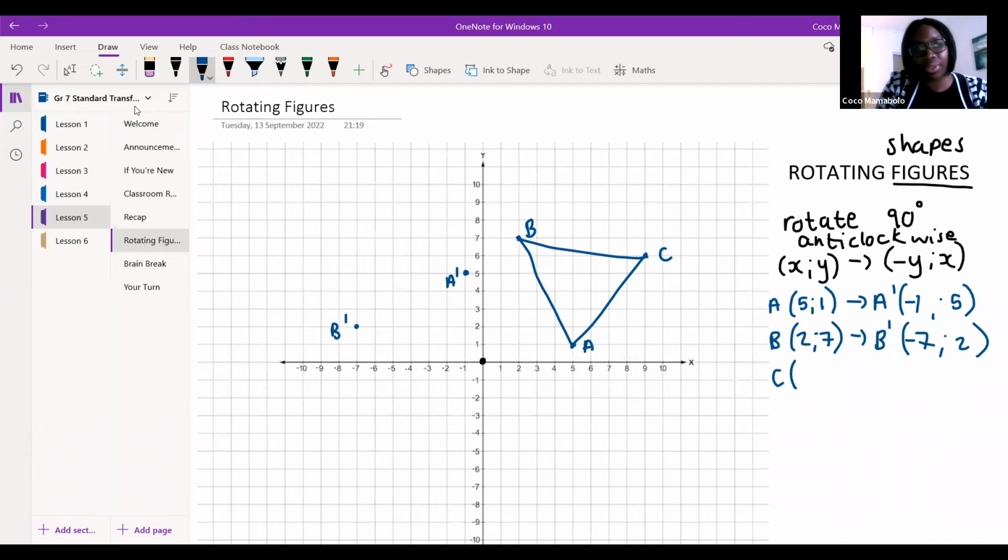Okay, give me my values for C, guys. What are my coordinates for C? Good. Thank you, Saneliso and Caleb. Excellent. My coordinates for C are 9 and 6. And if I have to rotate them 90 degrees anti-clockwise, what is my new value going to be? Easy stuff. Well done, Caleb. -6 and 9. So I'm going to go to this side, go to -6 and all the way to 9 up top there. And this is C prime. And this is my new shape.